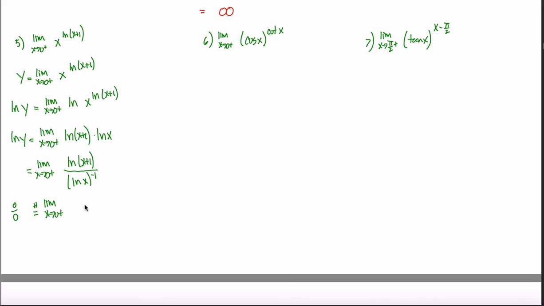The derivative of the natural log of x plus 1 is fairly easy. It's just 1 over x plus 1 times the derivative of x plus 1, which is just 1. And then down on the bottom here, it's a little bit uglier. The derivative of the natural log of x to the negative 1 power, well, I got to use the chain rule.